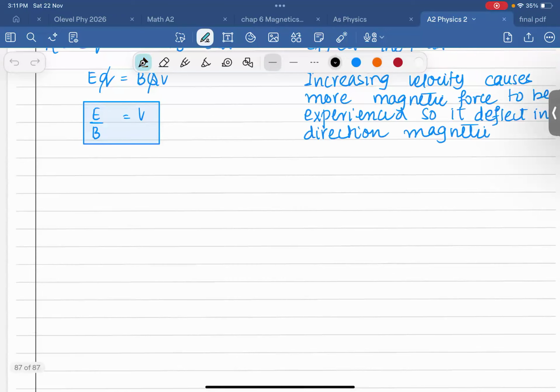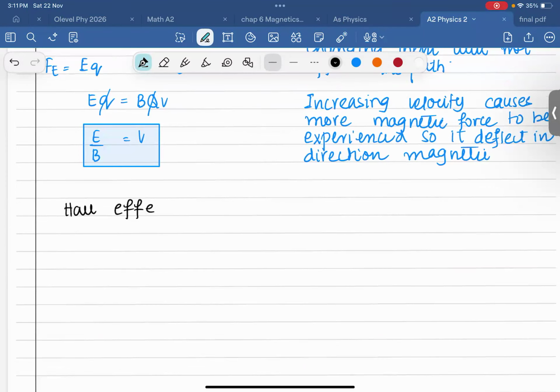So we have the Hall effect. The Hall effect is basically taking place in the Hall probe, and the Hall probe is basically a device used to measure the magnetic field.